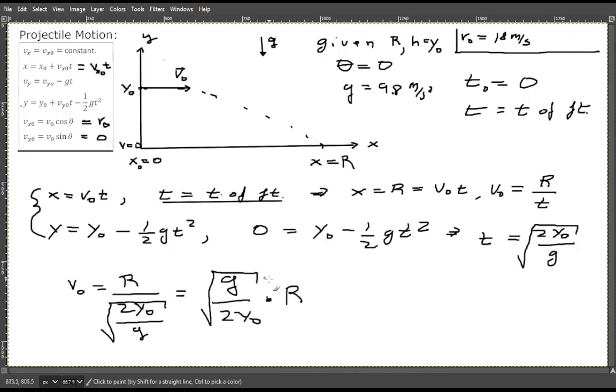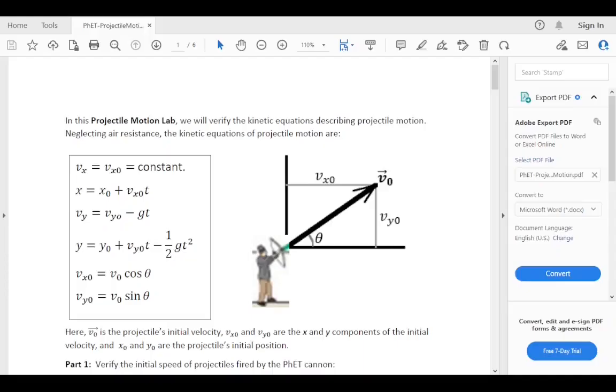We're actually just going to take our data, so for given initial heights and measured ranges, we're going to calculate the initial speed using Excel. Let's look at the handout. Right at the top, here's the kinetic description of projectile motion, and a little picture of some guy like William Tell or an archer shooting an arrow.